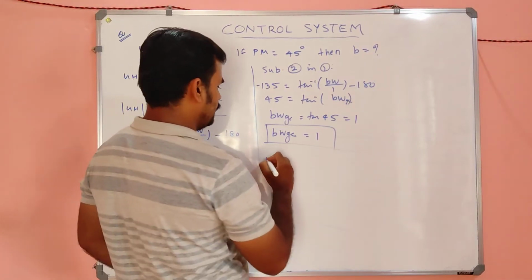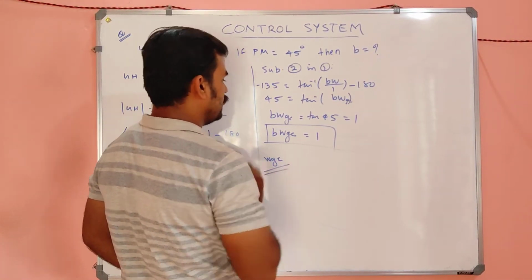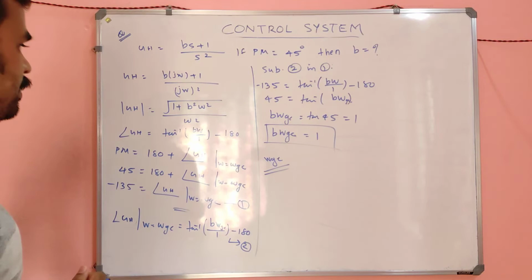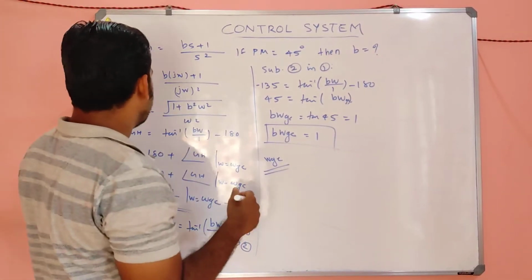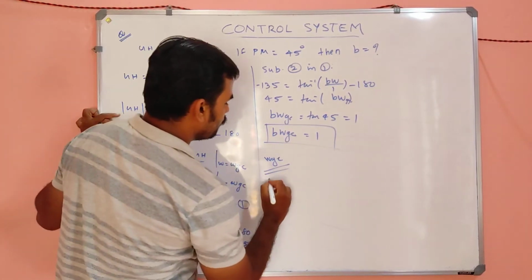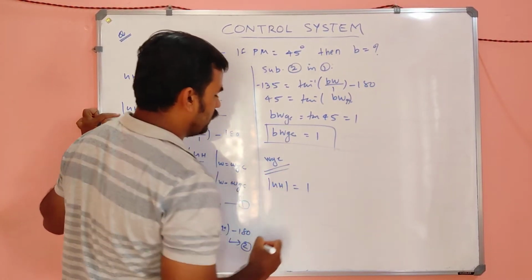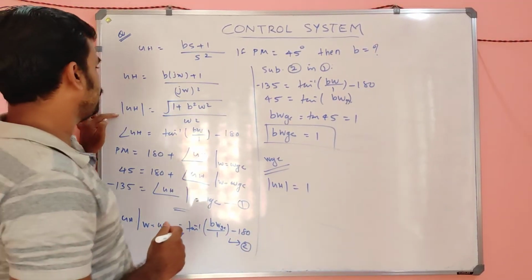So what is omega GC now? Omega GC is nothing but the gain crossover frequency, which is where magnitude of GH is equal to 1. That frequency is called the gain crossover frequency.